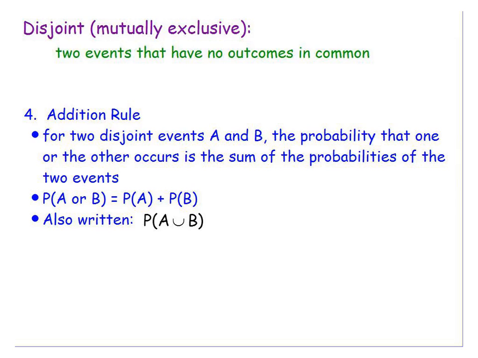So now that we've established what disjoint means, we're going to look at what's called the addition rule. It requires two disjoint events, A and B, and it says the probability that one or the other occurs is the sum of the probabilities of the two events. So simply written, the probability of A or B is equal to the probability of A plus the probability of B.